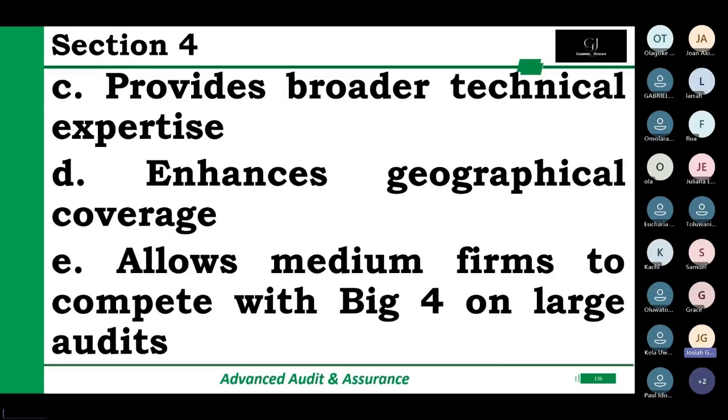It also enhances geographical coverage where there are large firms. So an audit firm will concentrate on a particular geographical coverage, another one will concentrate on another. So it allows medium firms to also compete with big four firms. Sometimes you see some of these joint audits, big four doing the audit jointly with maybe a big five or big six. So it allows this medium firm to also compete with the big four on large audits, thereby closing that gap where big four are always used for these jobs.